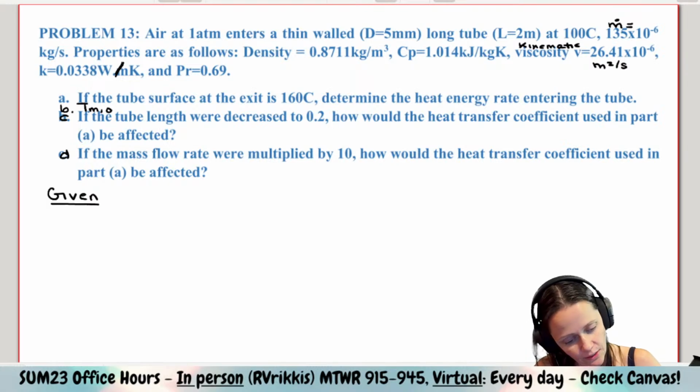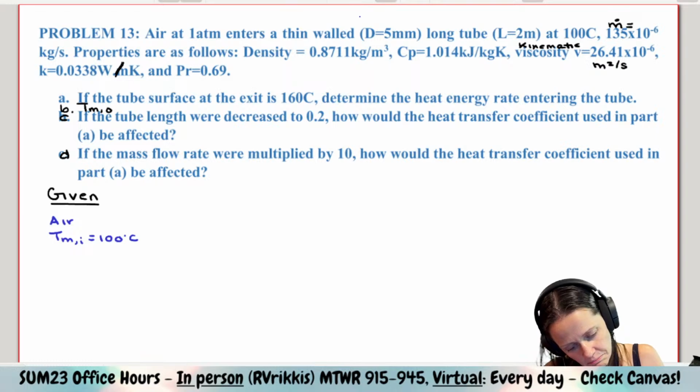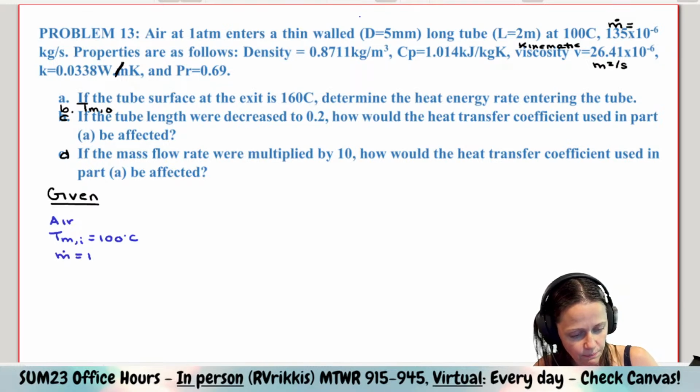All right, so we have air, and it's coming in at a mean inlet temperature of 100 degrees Celsius. And I guess that's really all I need to say about that. Oh, and a mass flow rate. There we go, mass flow rate, 135 times 10 to the negative 6, and it is in kilograms per second.